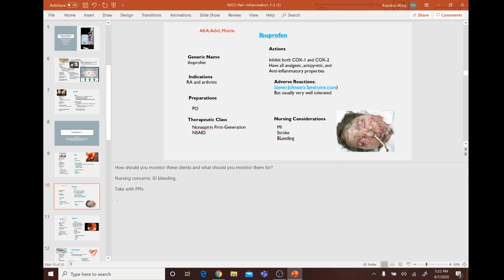All right. Ibuprofen, aka Advil or Motrin. What is ibuprofen used for? RA and arthritis. How is ibuprofen prepared? PO. What is the therapeutic class of ibuprofen? Non-aspirin, first generation NSAID. What is the action of ibuprofen?